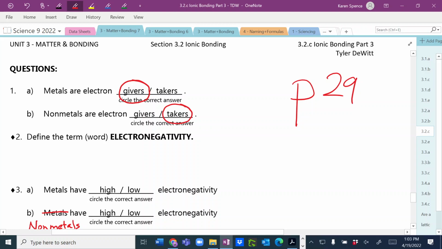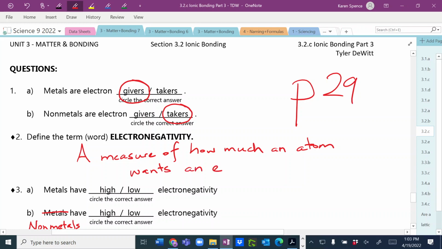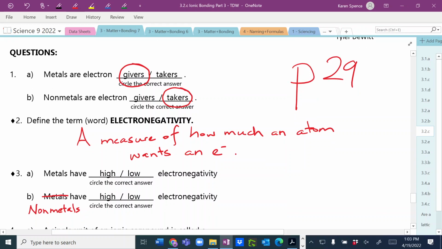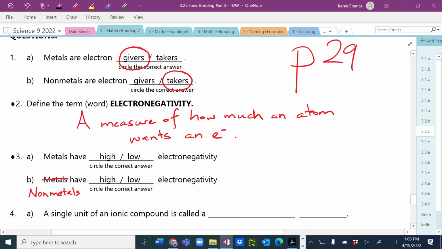What does the term electronegativity mean? A measure of how much an atom wants an electron. Okay, basically it's how strongly they pull it. Do metals have a high electronegativity or a low electronegativity? They have a low electronegativity. Non-metals, high or low? High.